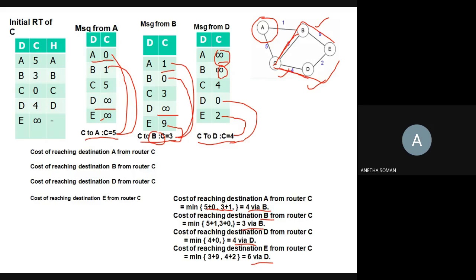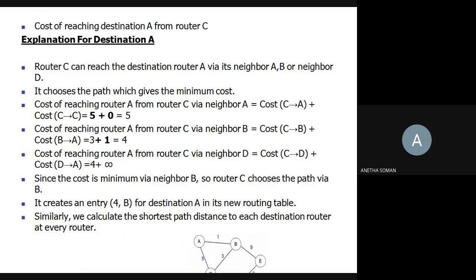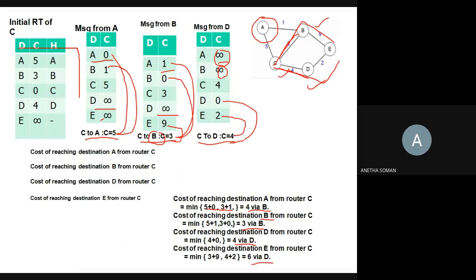Now, once I found that, this is the step actually what is being undergone. Finally, I have a new routing table for my C. What was the initial routing table for C? This was the initial routing table for C. Now, this is what I obtained. So the meaning is, from router C, I can reach my destination A with a cost of 4 through router B. There is a change, right?